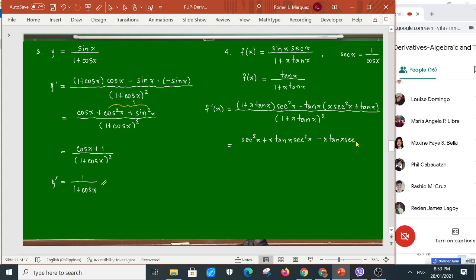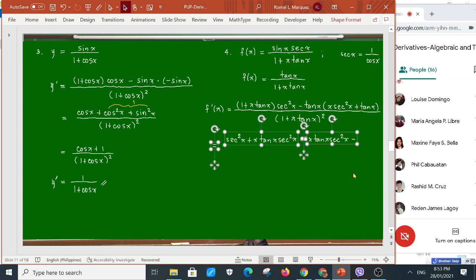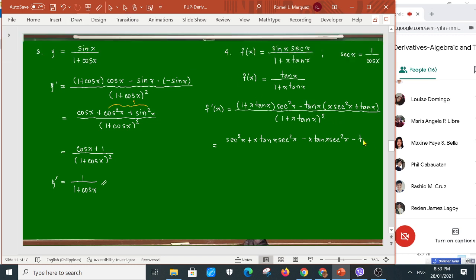secant squared x. Then plus negative. Negative. Move again, because it doesn't fit. Minus tangent times tangent. That is tangent squared. Why minus, children? So minus, no? All over 1 plus x tangent x quantity squared.